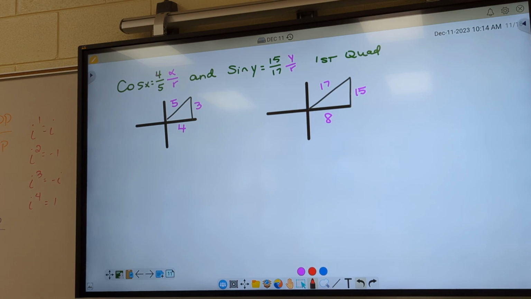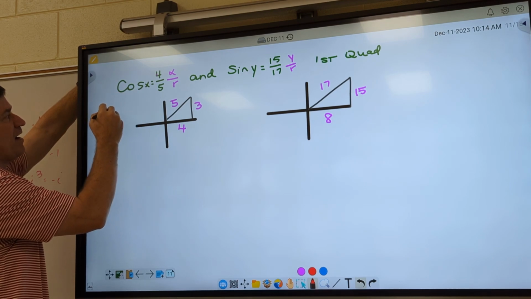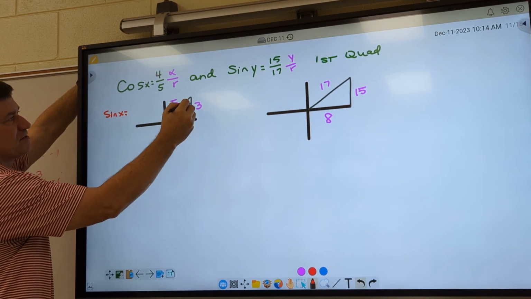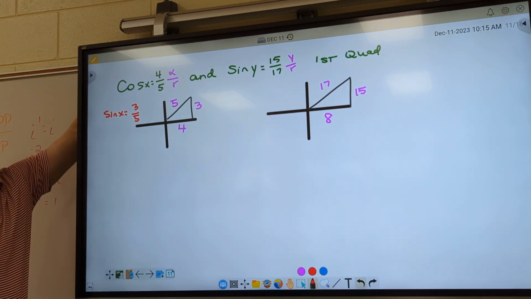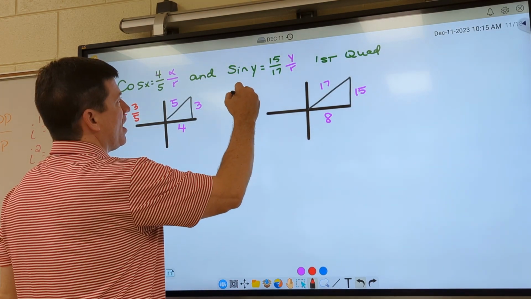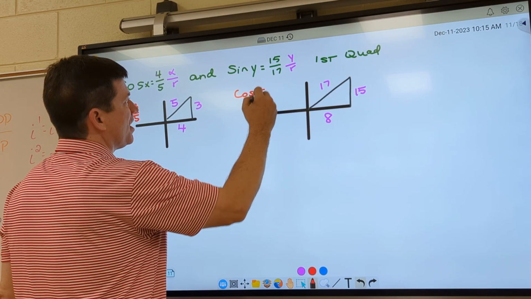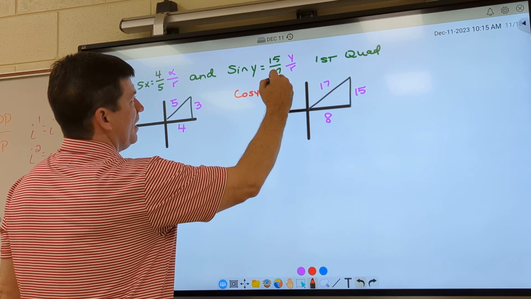All right, now something else I had y'all do a month ago, I think it makes it easier. If cosine x is that, go ahead and find sine x. That's going to be 3 over 5. And write it down so you won't have to worry about it later. Same thing over here. We got sine of y. Let's write down what cosine of y is. Cosine would be 8 over 17.